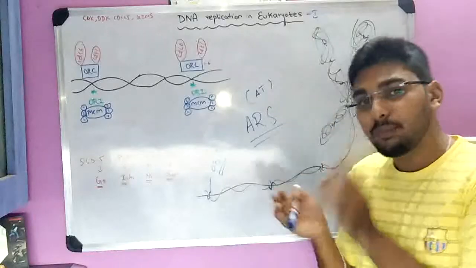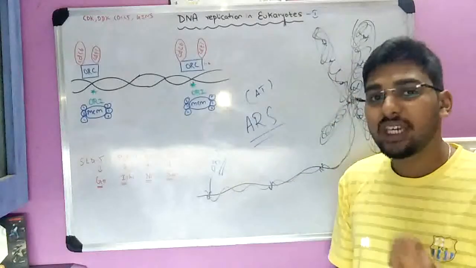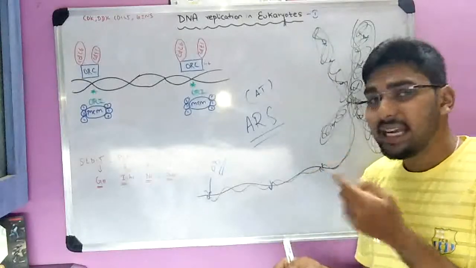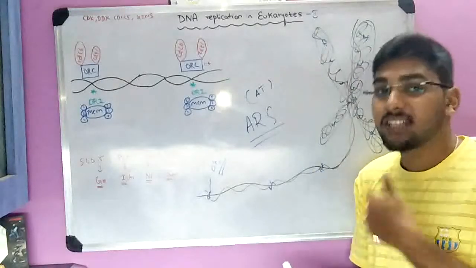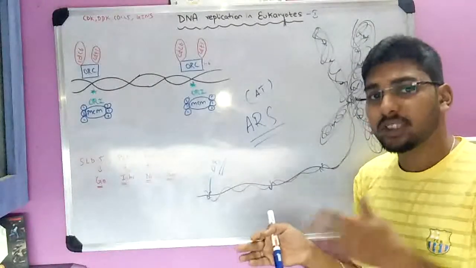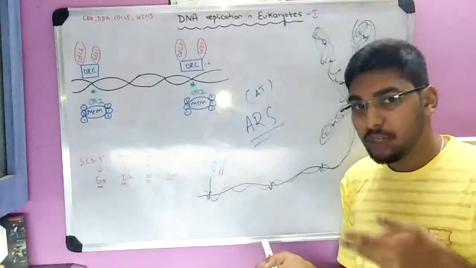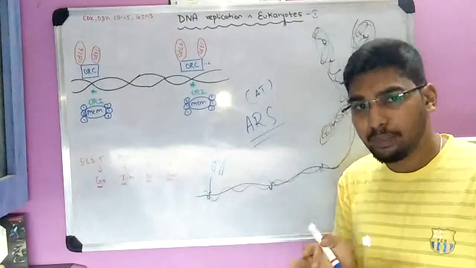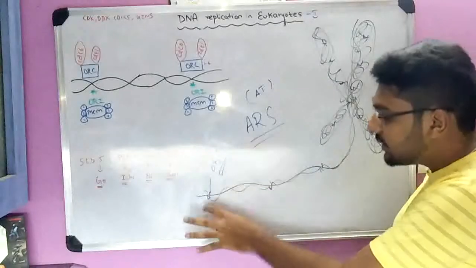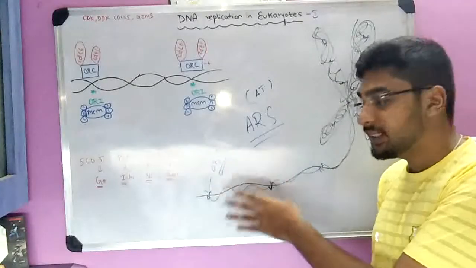The reason why there is more of A and T rather than G and C is because of the chemical composition of the bond. A and T has only a double bond, whereas G and C has a triple bond. So double bonds are easier to break when compared to triple bonds. G and C are made up of triple bonds. They require lots of energy to break. So the A and T are present over here. That's the reason. And these sequences are called autonomously replicating sequences.